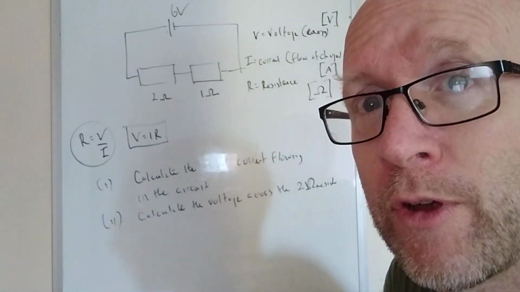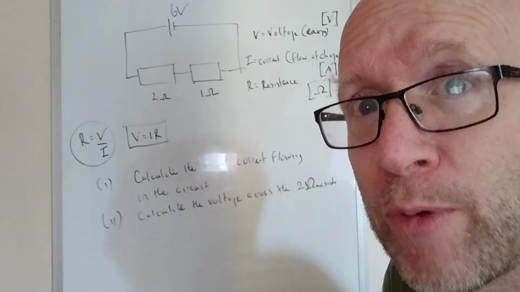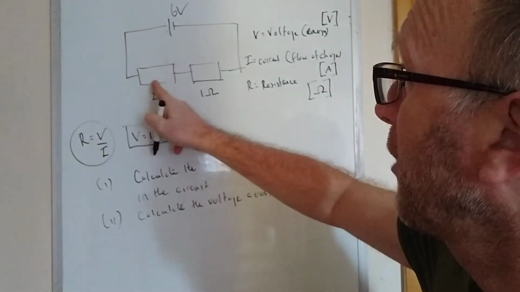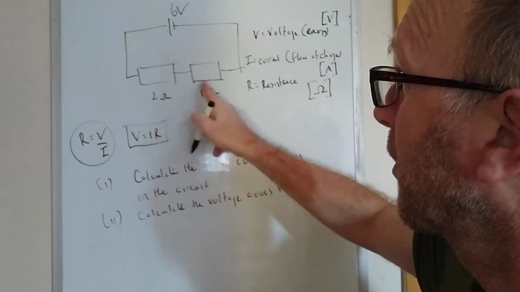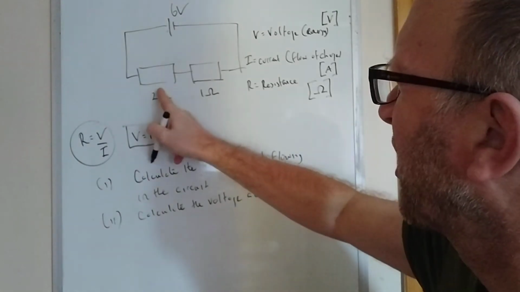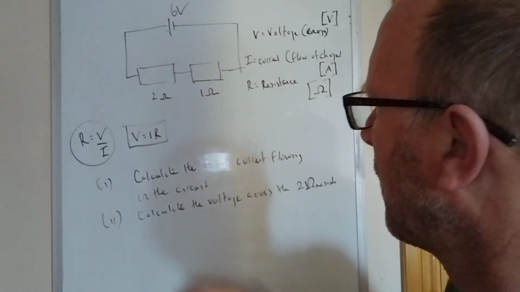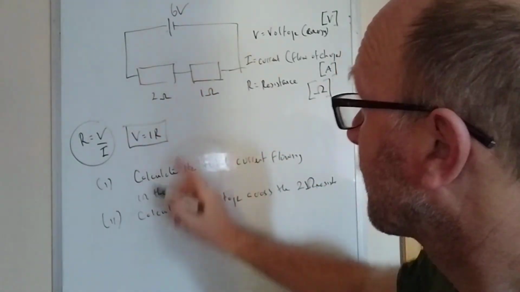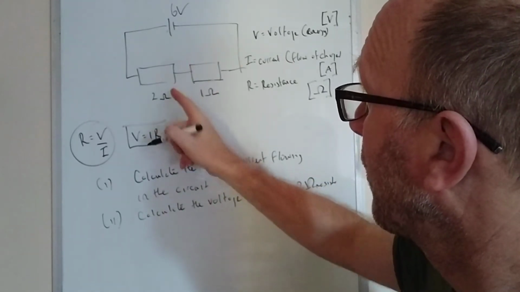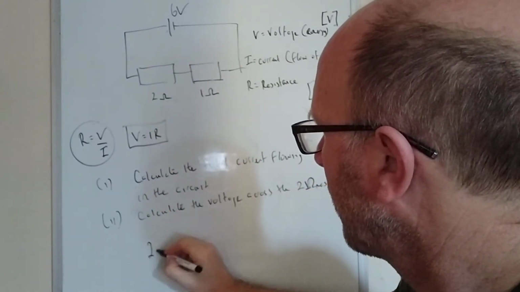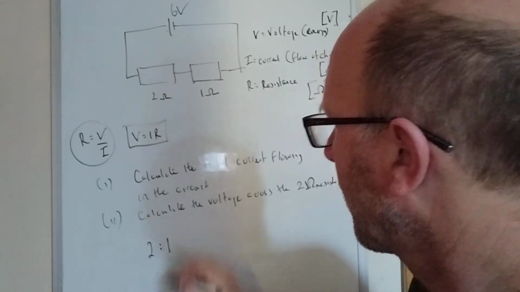Which one is it harder? Well, it's harder to get through the 2 ohm. It's twice as hard, okay? So the ratio is 2 to 1, okay? So you need twice as much to get through this than this. So, okay, we're going to do it by ratios. So the ratio is 2 to 1, okay?